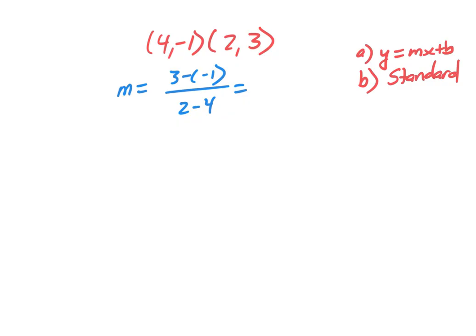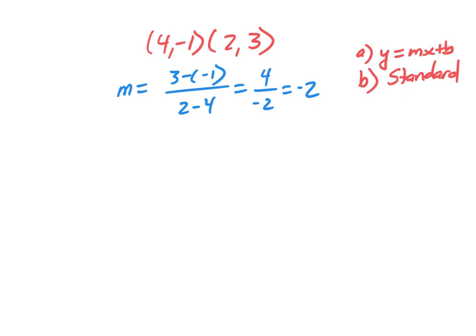do our slope formula. y2 minus y1. Make sure y's are on top. So 3 minus negative 1, and then 2 minus 4 is negative 2. So we get a slope of negative 2. So that's our m. We still don't know b.